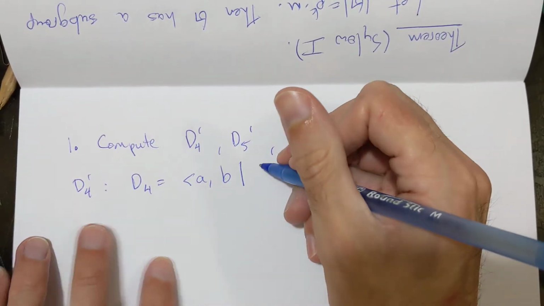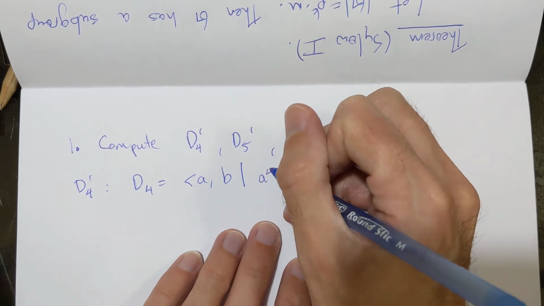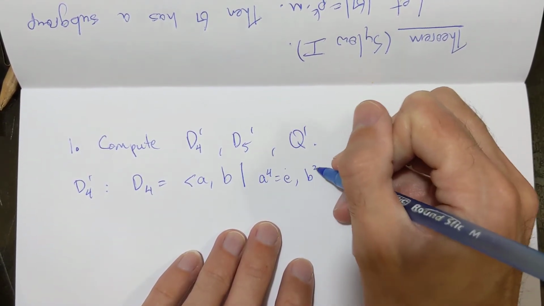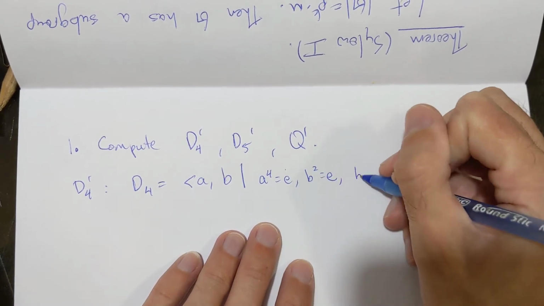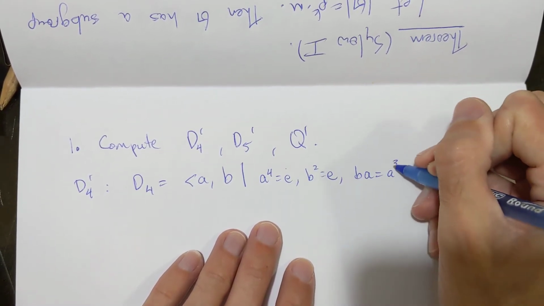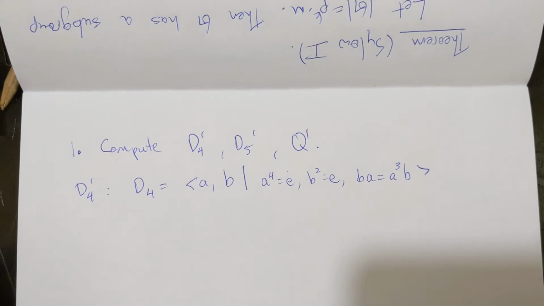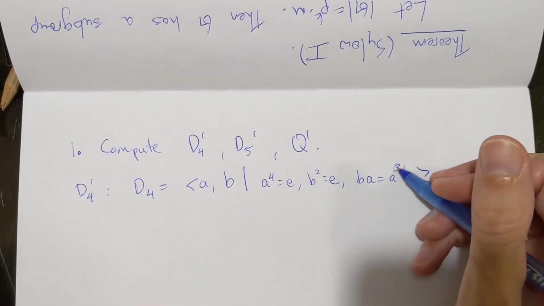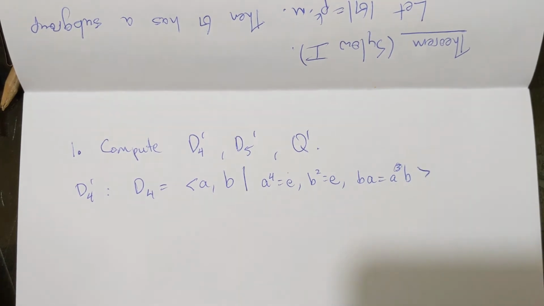D4 is a group generated by A and B, satisfying the relations A to the fourth is E, B squared is E, BA is A cubed B. This is almost commutative, except for this pesky 3.